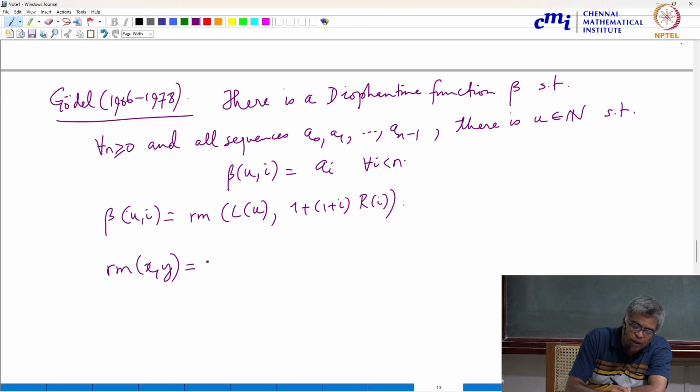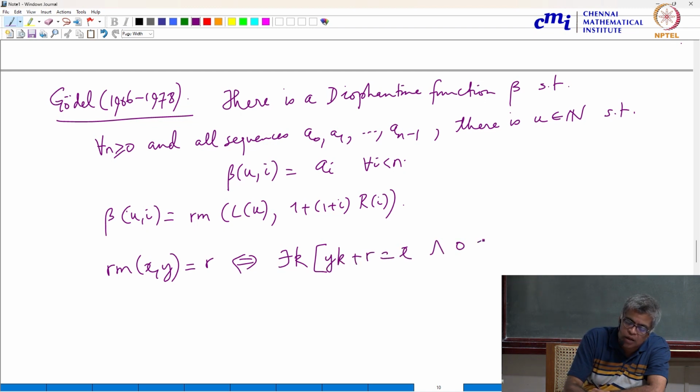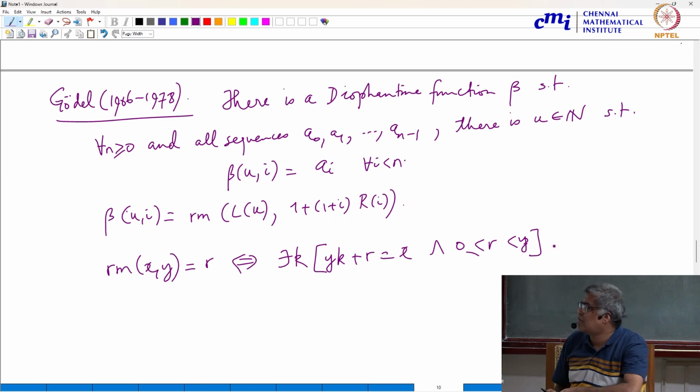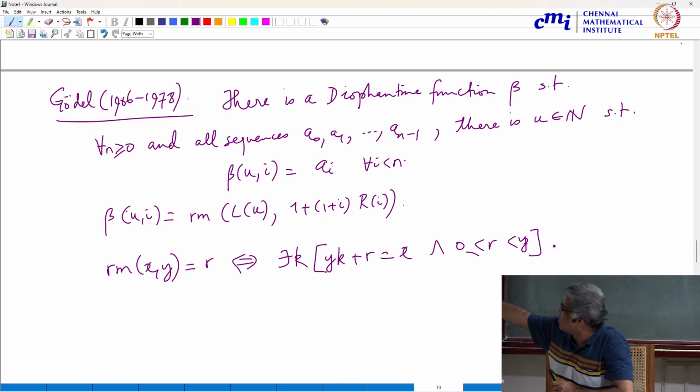The remainder when you divide x by y is r, I want to say, if and only if there exists a k such that yk plus r equals x and 0 is less than or equal to r less than y. Right? So this tells you that r is the remainder that you get when you divide x by y. Okay, so this is Diophantine because we have shown that less than or equal to is Diophantine, etc. Okay, yes.